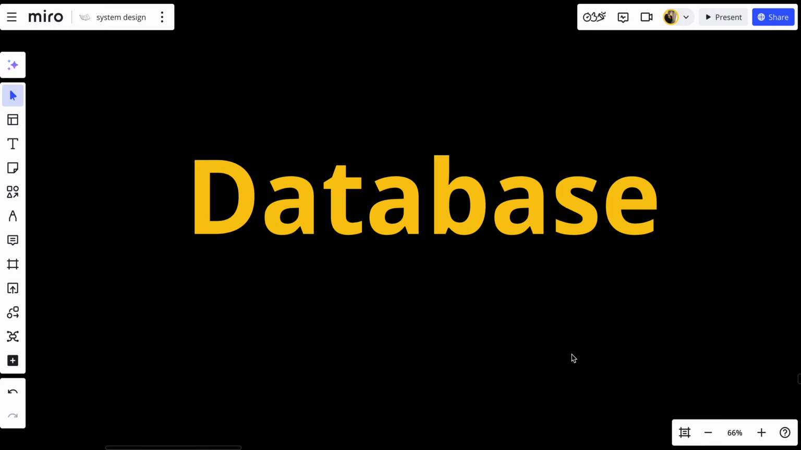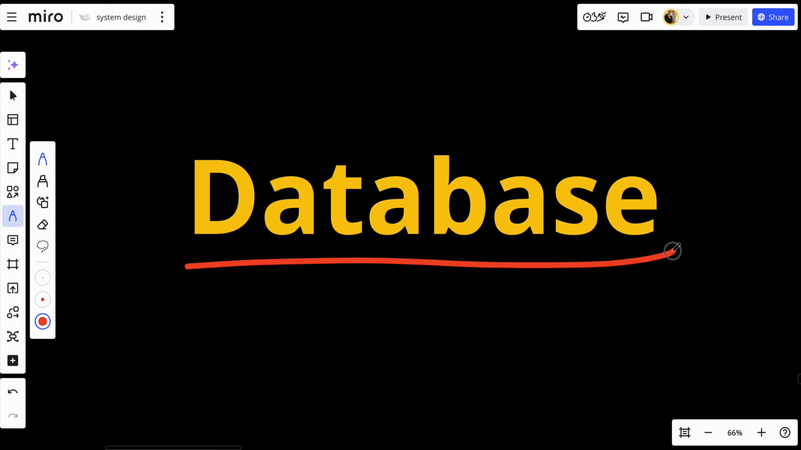Today we are going to explore an incredibly important component of almost every system: databases. Whether you are designing a simple application or a complex distributed system, choosing the right database and understanding how it works is fundamental to your system's success. So, what exactly is a database?